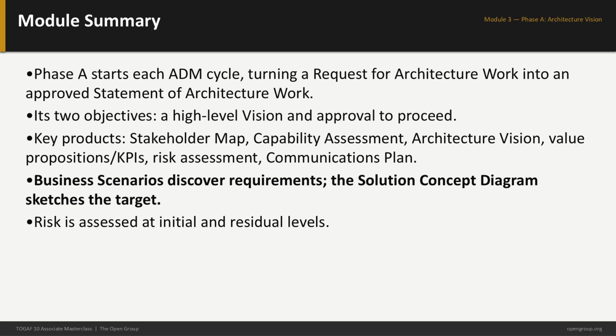Let's recap phase A. It starts each ADM cycle, taking a request for architecture work and turning it into an approved statement of architecture work. Its 2 objectives are a high-level vision and approval to proceed. Along the way it produces the stakeholder map, the capability assessment, the architecture vision, value propositions and KPIs, a risk assessment, and the communications plan. Business scenarios discover the requirements, and the solution concept diagram sketches the target. And risk is assessed at 2 levels, initial, before mitigation, and residual, after. That's phase A, vision set, scope fixed, mandate secured.